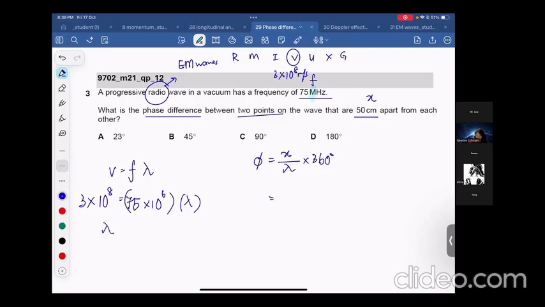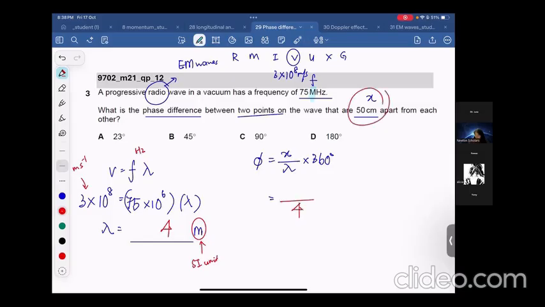So you substitute. Don't forget the wavelength that you get here is in meters. Why? Because the unit for 3 times 10 power of 8 is meters per second, and frequency is in hertz. These two are SI units, which means the wavelength that you get is also in SI units. Meter is meter. So here I get 4. So over wavelength is 4.